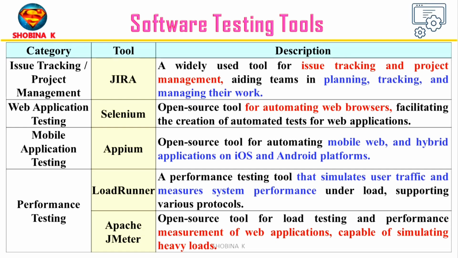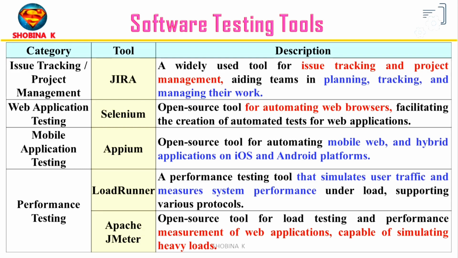Appium is an open source tool for automating mobile web and hybrid applications on iOS and Android platforms. It provides a uniform API for automating tests across different platforms. It supports multiple programming languages like Java, Python, Ruby, and C#. It provides features like recording and playing back tests, reporting, and integration with other tools. It supports multiple mobile devices and emulators.